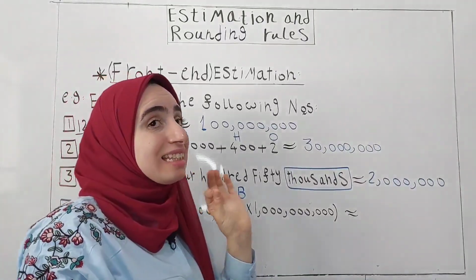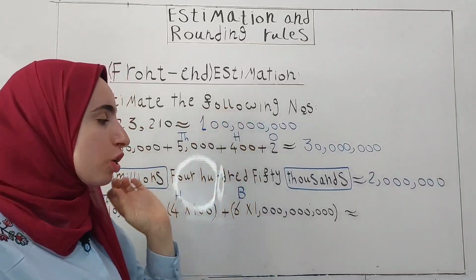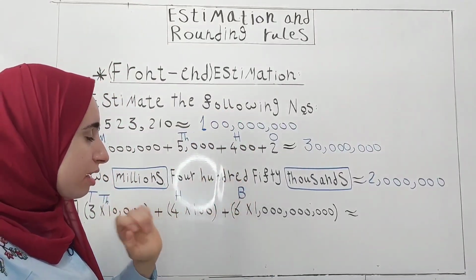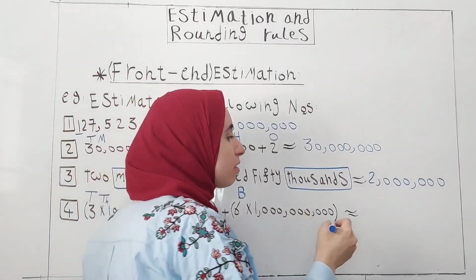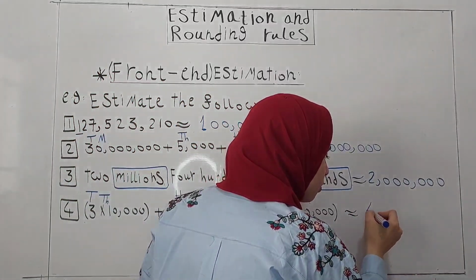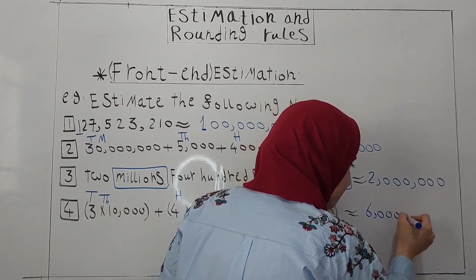Now we search for the digit in the highest place. We found the digit 6 is in the billions place. So this number approximately equals 6 milliard, or 6 billion.